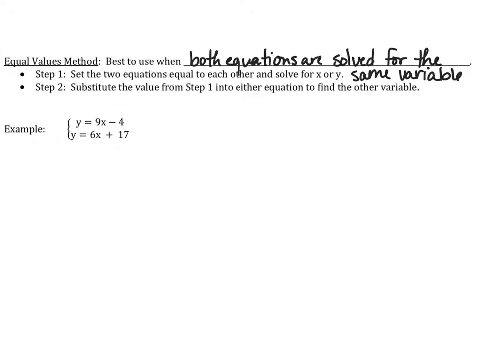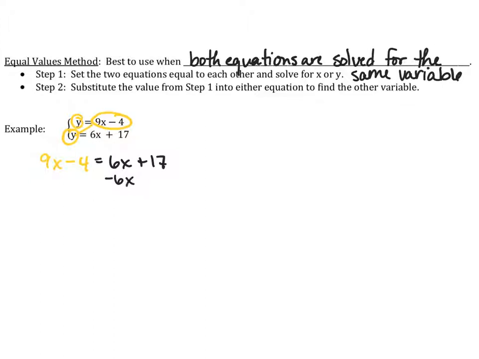So step 1 says set the two equations equal to each other and solve for x or y. So here it's the same deal as we had before. We've got a y and a y. So y equals 9x minus 4. So if I have this y equals 9x minus 4, and that y is equal to that y, then basically I can swap these two things out again. So it's just substitution with a different name. So instead of having y equals 6x plus 17, I'm going to have 9x minus 4 equals 6x plus 17. And then I'm going to do my solving steps to solve for x.